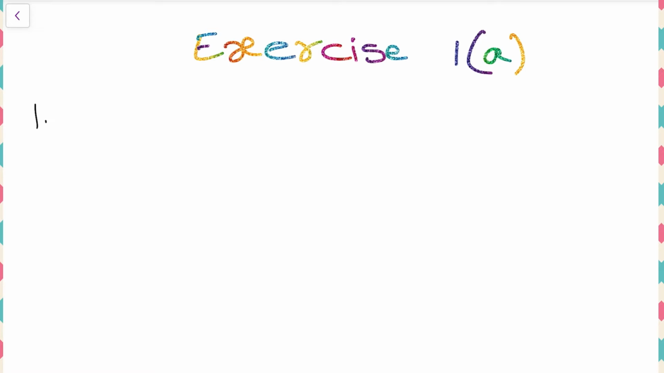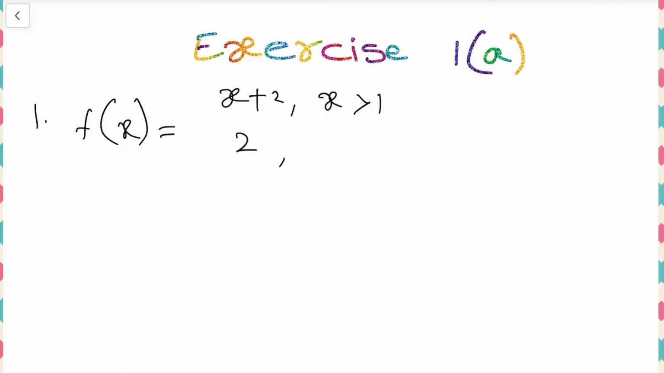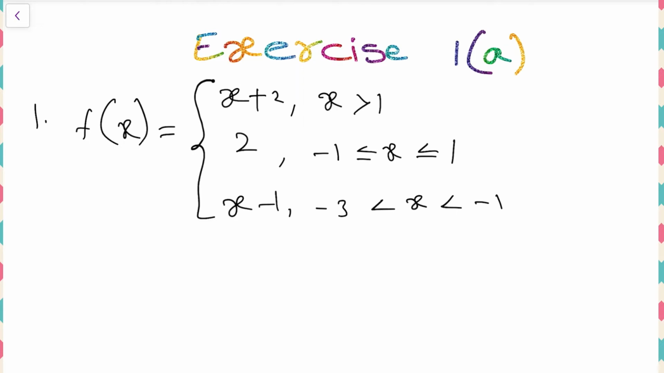Okay, the first question is given as: if the function f is defined by f of x is equal to x plus 2 if x is greater than 1, 2 if minus 1 is less than or equal to x less than or equal to 1, and x minus 1 if minus 3 is less than x less than minus 1. Then he asked us to find the values of some numbers. Let us check one by one.